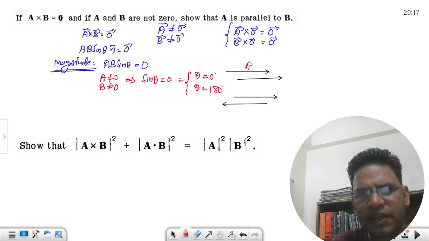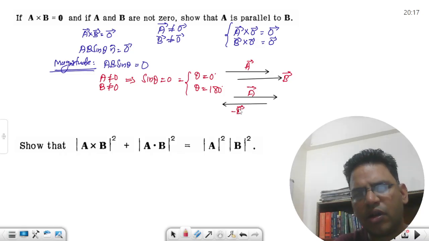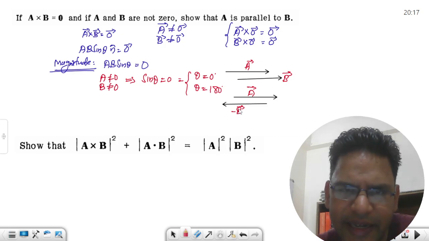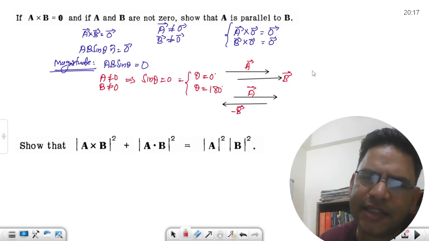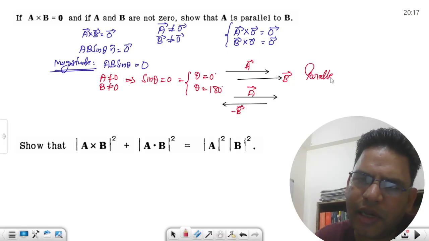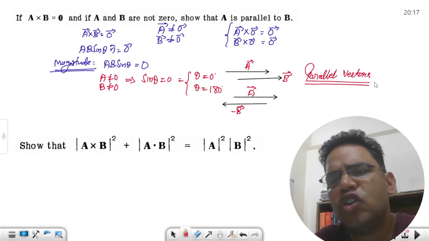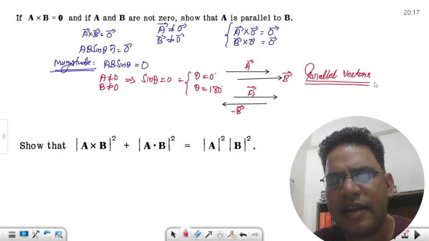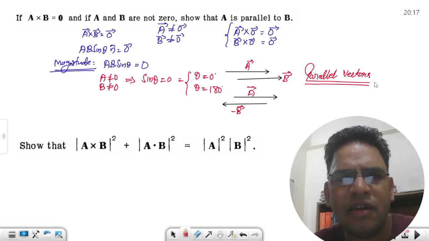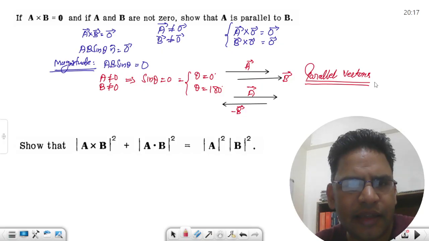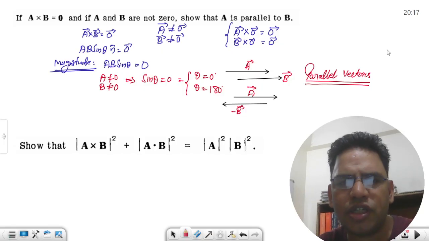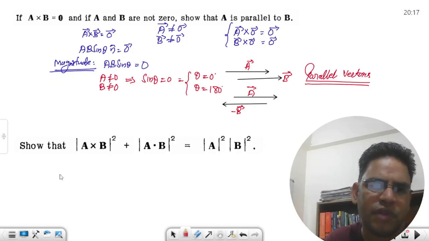तो ये फ्री वेक्टर्स बोलते हैं इनको, जिनको आप कहीं भी ले जा सकते हो. This is A vector, this is B vector, this is A vector, this is minus B vector. So either they have a 180 degree angle, or they are parallel. Essentially they are parallel vectors. So this is the condition for any two non-zero vectors: two vectors are parallel if they are not zero, then the angle between them should be theta equal to 0 degrees or 180 degrees. Okay, now let's solve this question.